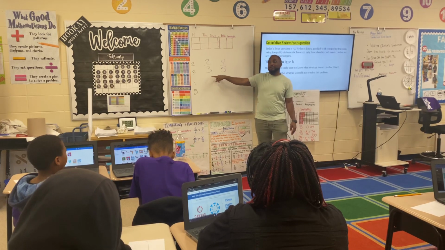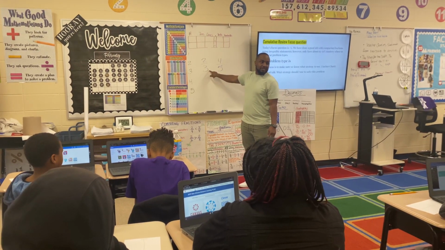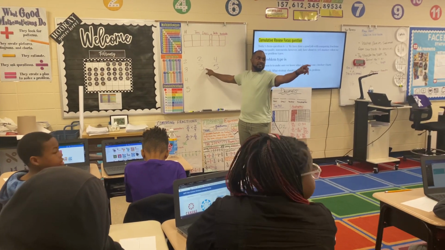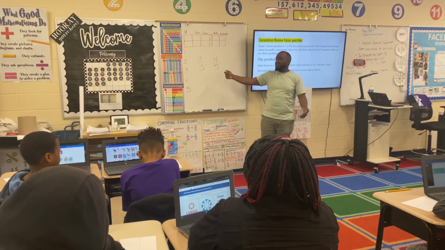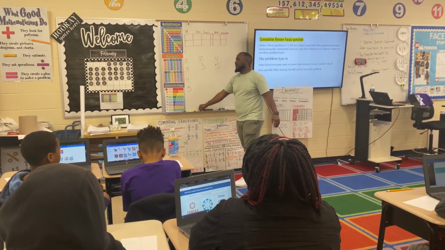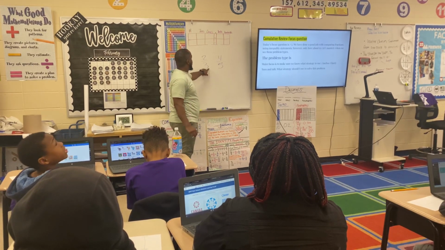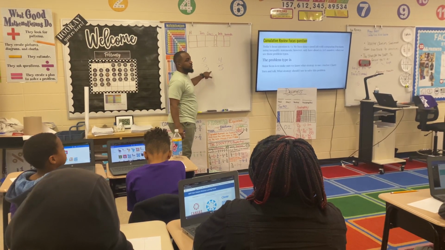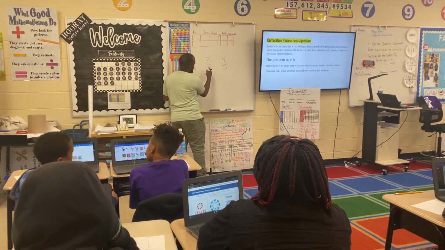Who remembers? I know it's been a little while. How do we make these equal? Jarrell? Multiply them. Yeah, using identity property. That's what we're discussing, right? The least common multiple? Okay, so what would that be? What's the least common multiple for 3 and 5? 15. So what would I multiply this time?